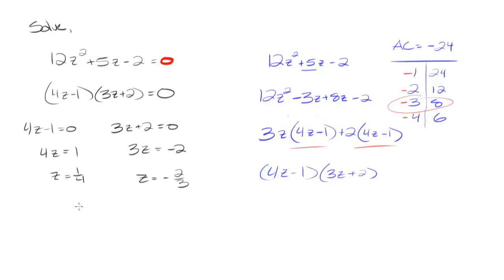And there are my two solutions. So the solutions to this equation are either negative 2/3 or 1/4 for the value of z that will make the equation true.